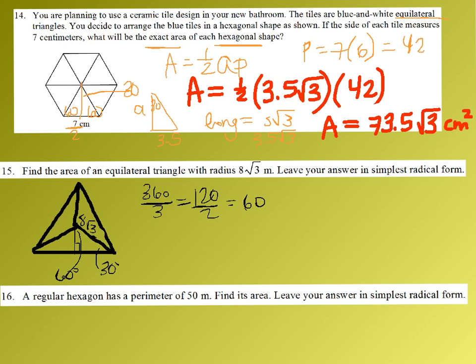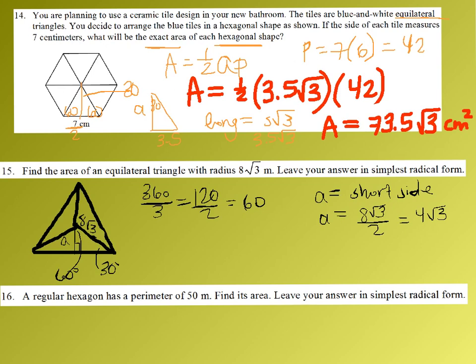If I want to find the area, I need to find the side, and I need to find the apothem. My apothem is across from the 30 degrees. I know the short side is always half the hypotenuse. So right away I know my apothem is half of 8 square roots of 3. So my apothem is 4 square roots of 3.